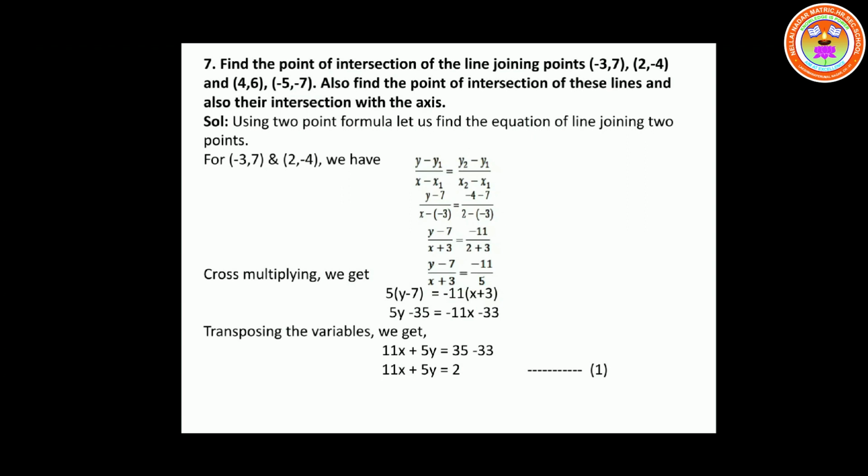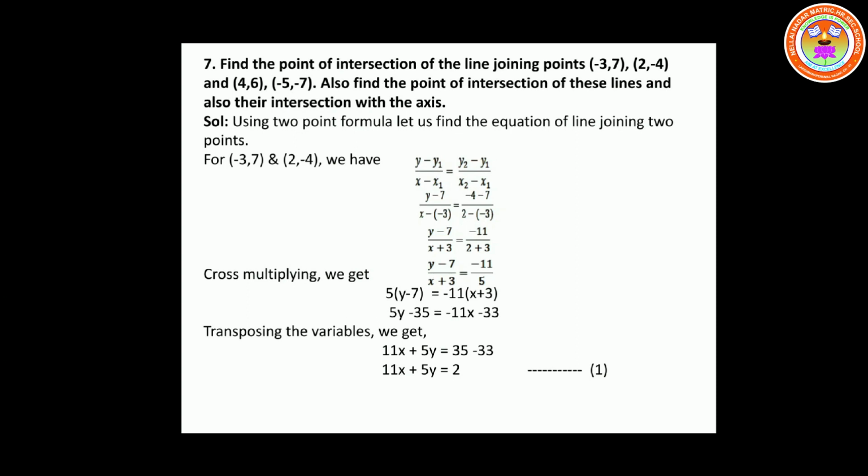So first we have to find the point of intersection of the line joining points. There are 2 sets of points, (-3, 7), (2, -4) and (4, 6), (-5, -7). So we have to find the point of intersection of the lines joining these points. Next I have to find the point of intersection of these lines and also their intersection with the axis. So there are 3 things to be found out. So let us go to the solution.